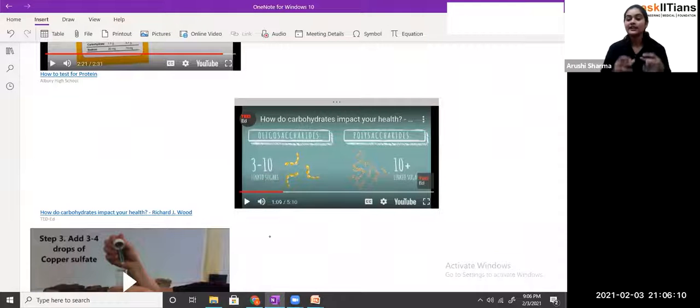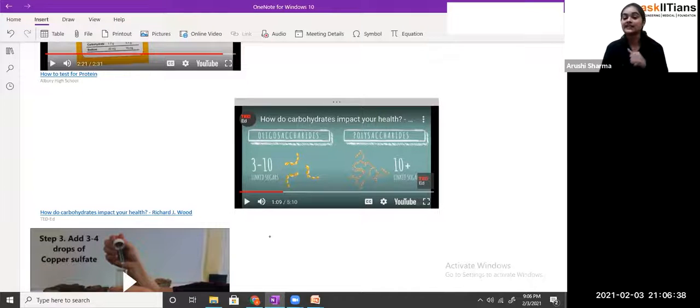So see, when one sugar is there, we call it a monosaccharide. When two sugars combine, we call them disaccharides, and they are called simple carbohydrates. But when these sugars combine in the form of 3, 4, 5, 6, we call them oligosaccharides. But if they combine more than 10, we call them polysaccharides. So all these are the classification of the carbohydrates, on the basis of the sugar.